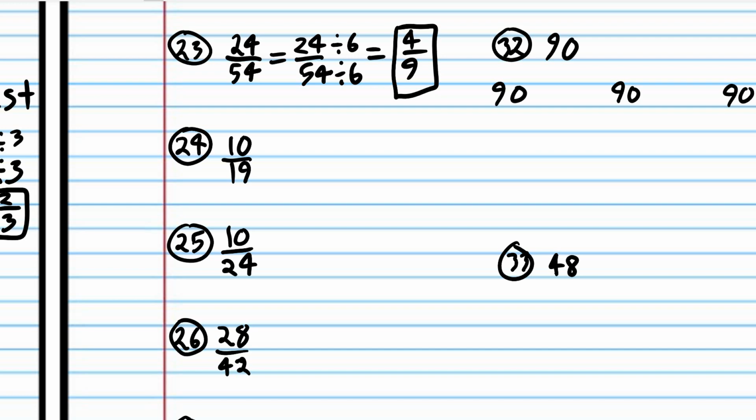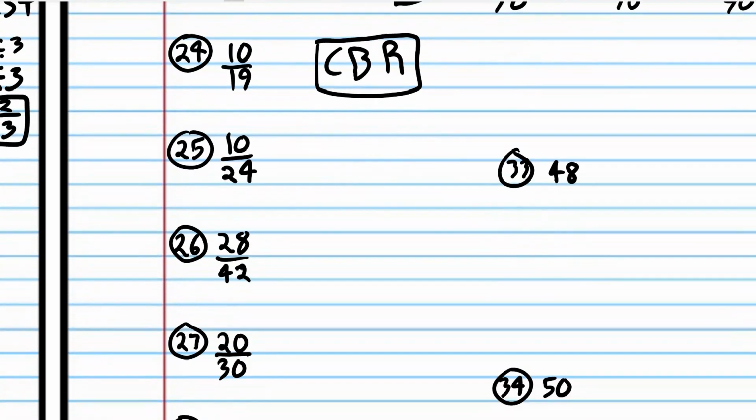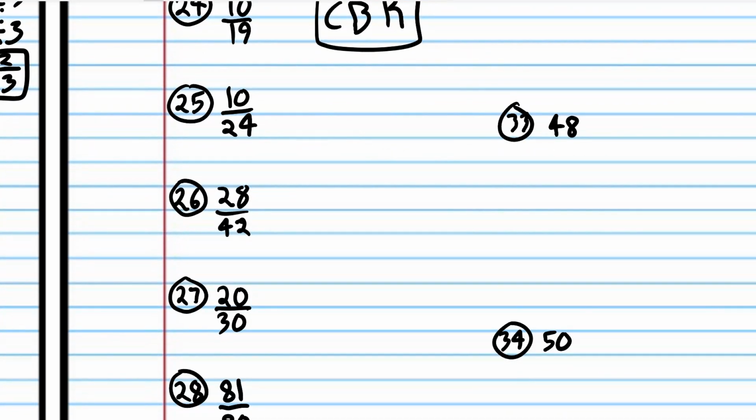Try 24. It's a trick problem. Why don't you try 24? And when you come back, we'll do it together. All right, we're back. I said 24 is a trick problem because it cannot be reduced. Whenever a fraction cannot be reduced in these problems, just write CBR. All right, try 25, and when you're done, we'll come back and do it together.